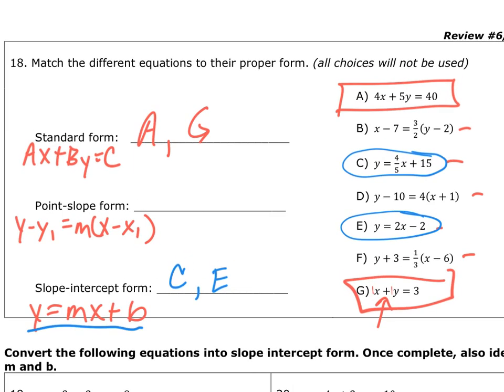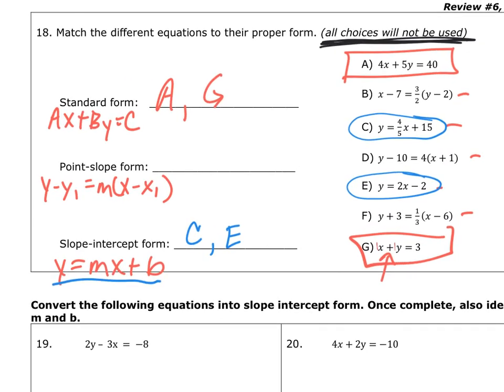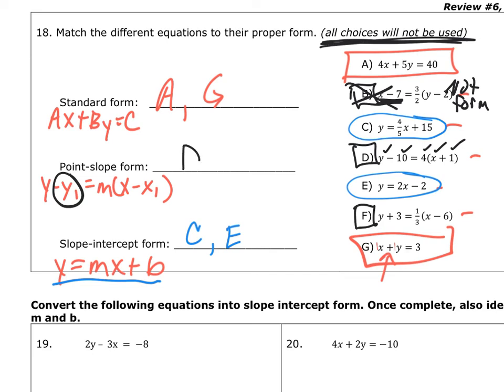Now I'm going to be careful because it says all choices will not be used. So on point slope, I'm going to be careful. I see that I have B, D, and F left, but at least one of these isn't going to be used, okay? So I notice it's y minus y1, but when I look at B, this is x minus a number. So that can't be point slope form. It's actually not a form that we know. I look at D, this is y minus y1 equals m times x minus x1. So yeah, D is in the proper format, and then F is also in the proper format.